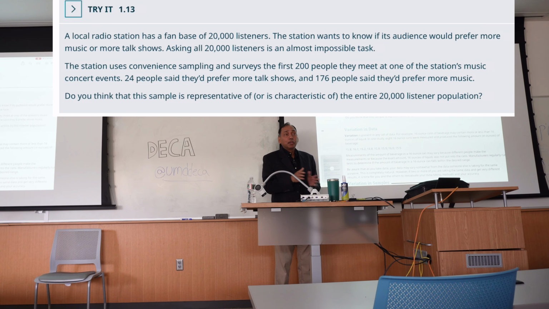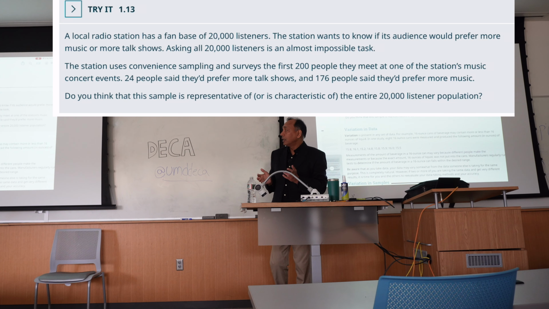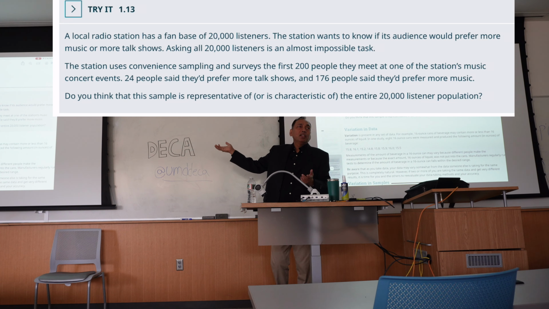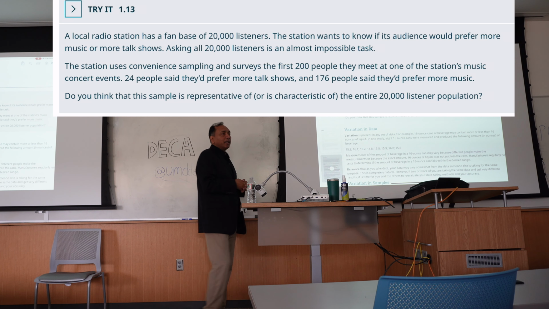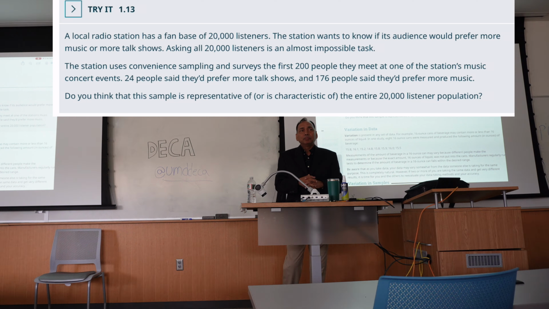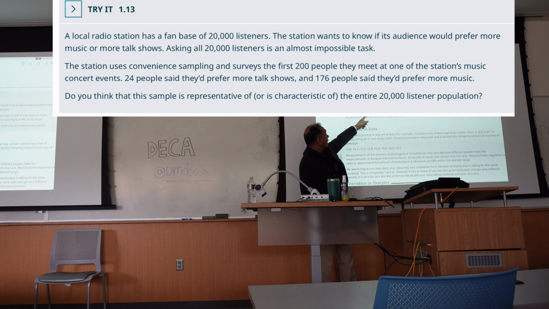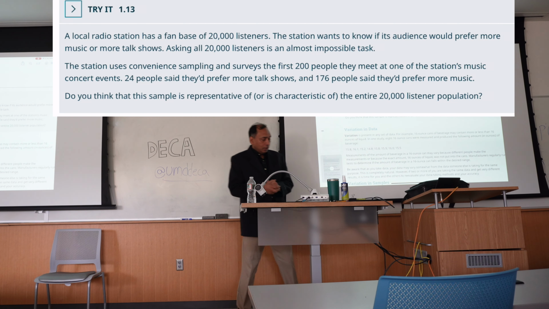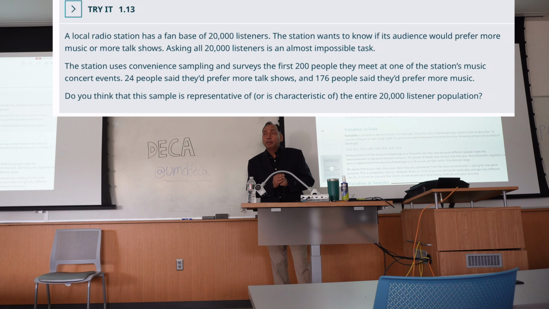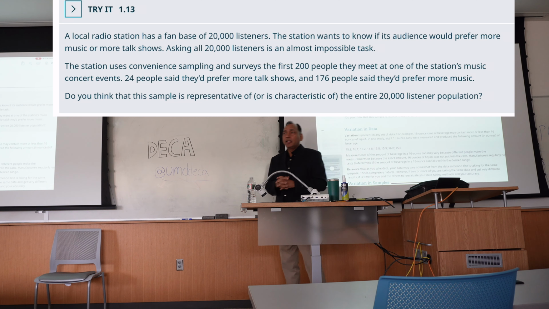For those 19,800 we don't know. We are trying to make a projection for those people, what they would like, but then we go to only a music concert. So it's very, very biased. It is convenience sampling, but it is very biased. You should be surprised that out of 200 people, there are still 24 people who love talk shows at a music concert. So definitely there is a problem here. And whatever data we get will not be representative of the entire population. And decisions made based on that will obviously be misleading.